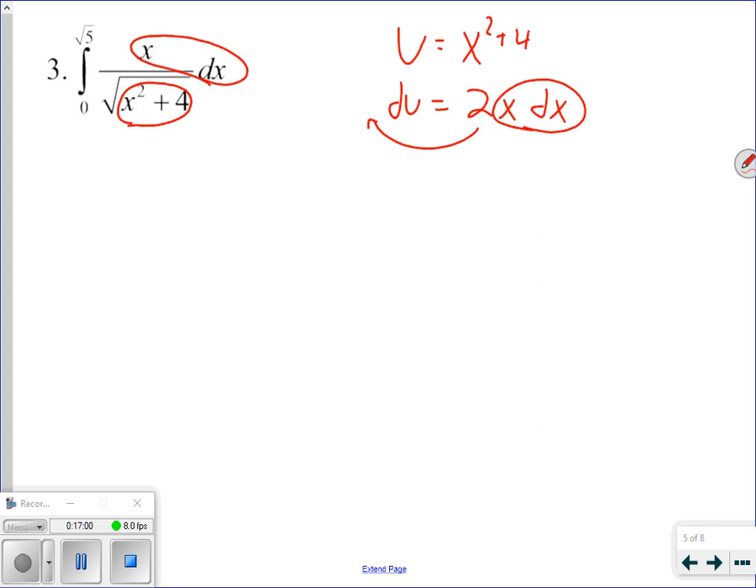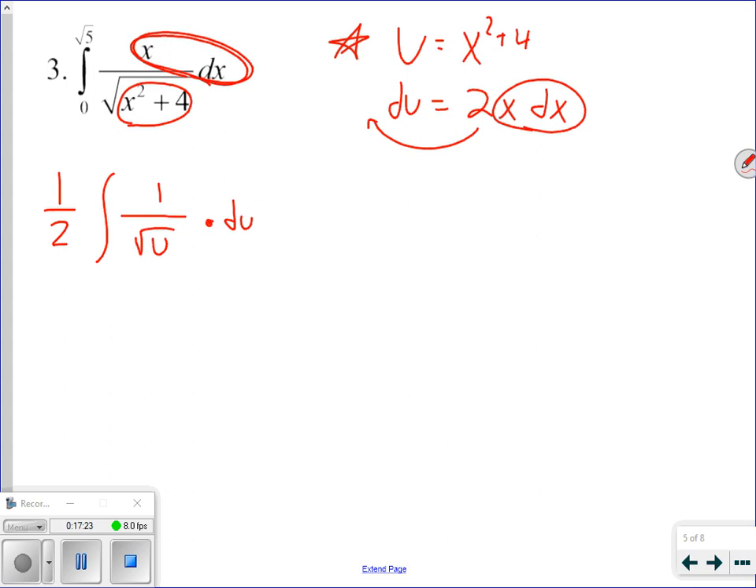Okay? So what I'm left with is 1/2 the integral of x dx has become du, and I'm left with 1 over the square root of u. And everything was in terms of u. All right? No need to manipulate this equation from the beginning, so that worked out good.